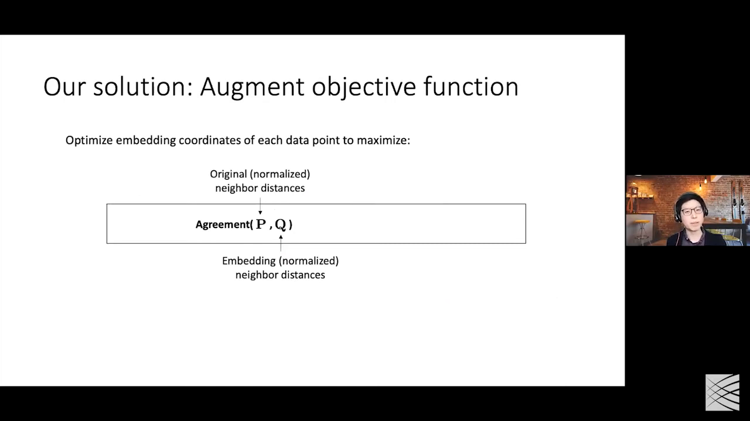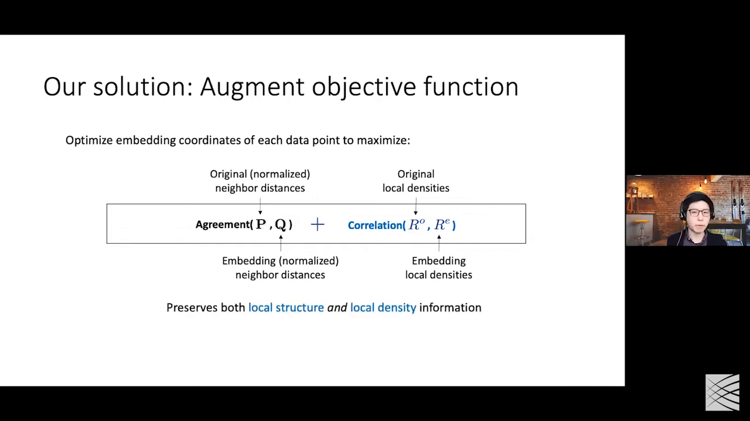So how do we fix this problem? Our main idea here was to augment the objective function of each algorithm to incorporate information about density. Recall that both t-SNE and UMAP optimize an objective of this form, which maximizes the agreement between the original pairwise distances and those in the embedding. In our methods, we add an additional term that measures the correlation between local densities in the original space and those in the embedding. In this way, we can modify the behavior of these algorithms so that in addition to capturing local structural patterns, which these methods are already very good at, we can also encourage them to faithfully represent density differences in the data across different regions in it.